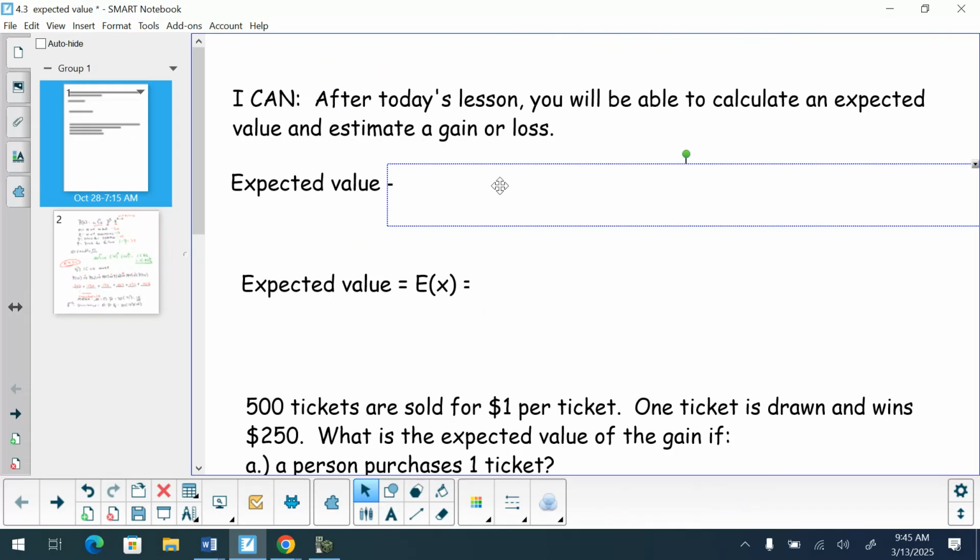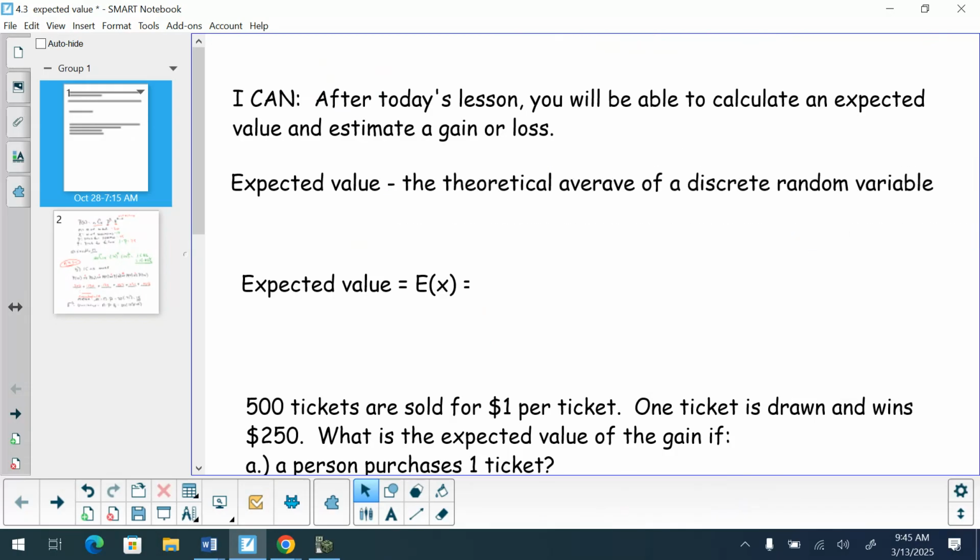When we talk about an expected value, it's the theoretical. That should be a G in here.